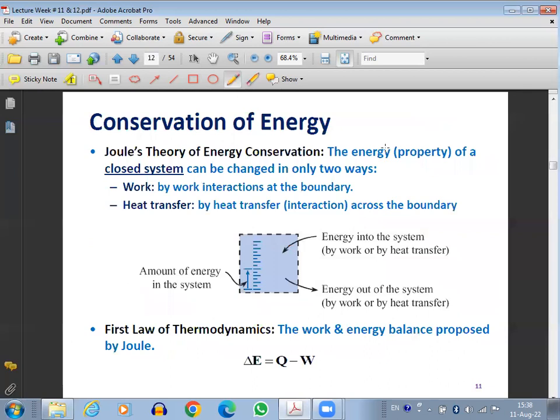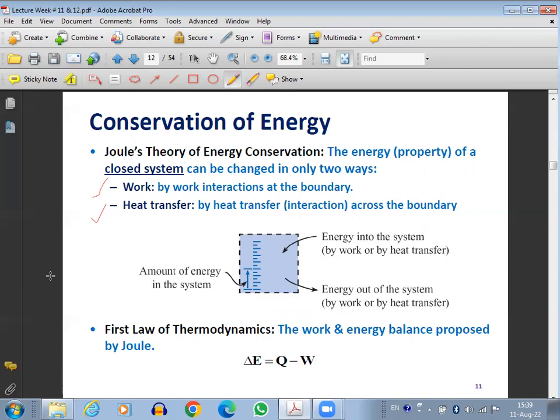Okay, now let's talk about conservation of energy. Conservation of energy says that energy is conserved. Energy can neither be created nor be destroyed, but it changes forms. Now, there are different forms of energy. For example, work is a form of energy, and heat transfer is another form of energy. These are two of the forms through which any system interacts with the surrounding.